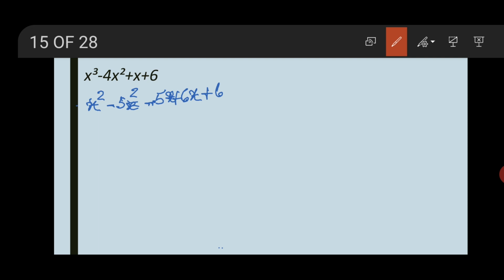Write the first term x cube as it is. So in this way we can factorize this. Now by grouping them, x cube plus x square, take common factor outside. x square is the common factor, take outside. What will you get? x plus 1. Again write the same bracket here, x plus 1.